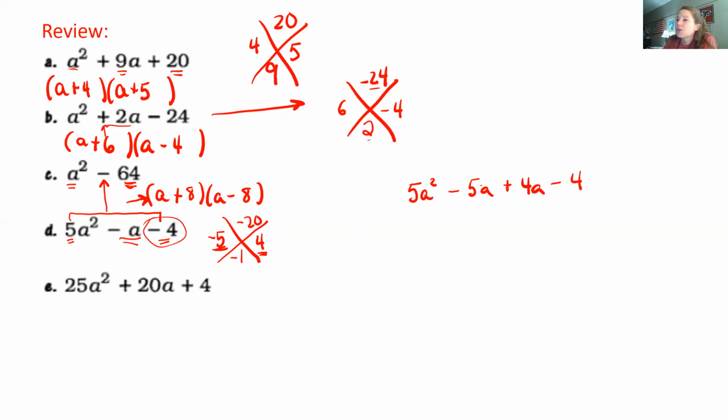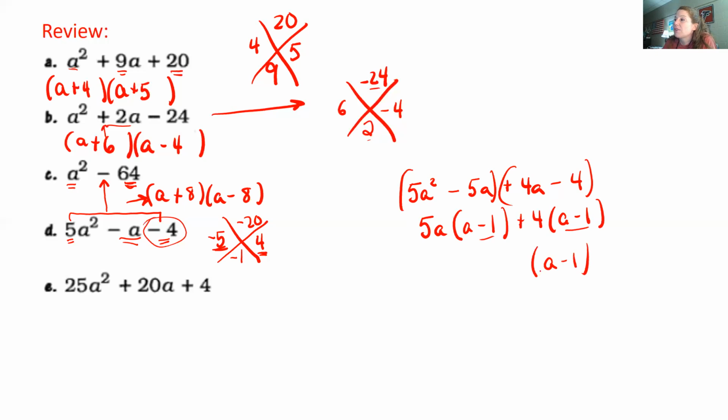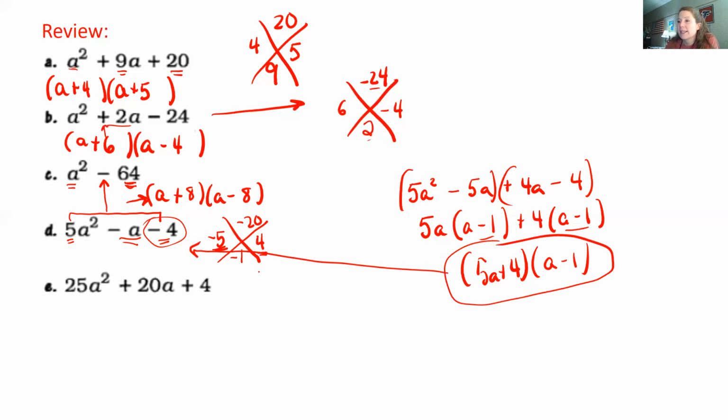When we have 4 terms, we're going to use our grouping strategy. The greatest common factor of the first binomial is 5a. So when we divide, we get a minus 1. And then we can factor out a positive 4. And once again, we get a minus 1. Then what's inside the parentheses is one of our factors. Our other factor is what's on the outside of the parentheses. And there is our answer. This is letter D. Hopefully you got that.